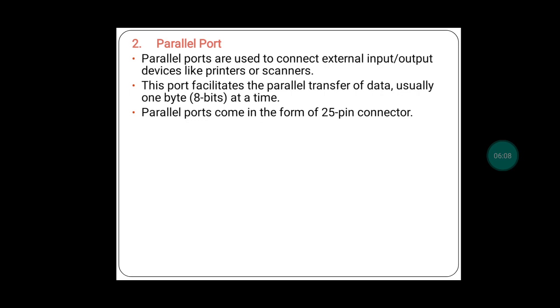Okay, so serial ports come in the form of 25 pin connectors. This was also a question asked: explain a parallel port. You need to remember these are the ports which are used to connect external input or output devices such as printer or scanner, and this port allows us to transfer the data parallelly. Transferring the data parallelly means you can transfer more data at one particular time only.